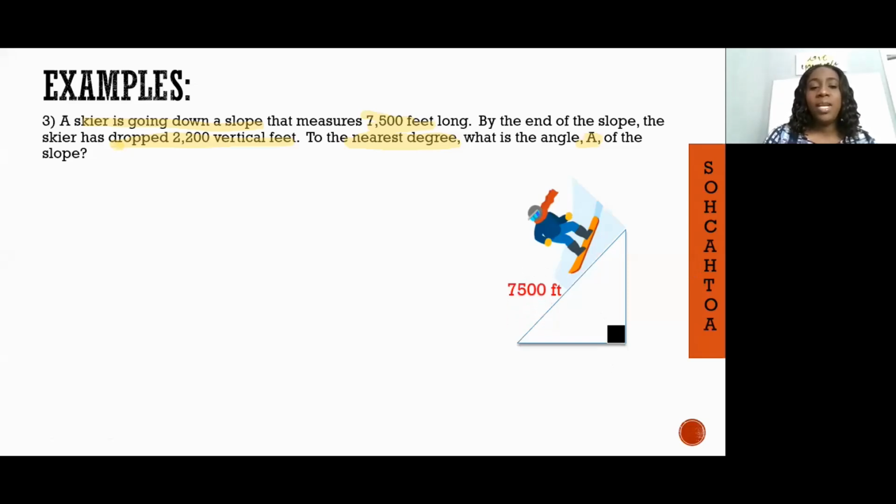Where does 2,200 go? Does it go up and down or does it go across? 2,200 vertical feet. All right, good. Up and down. Perfect. Now they're asking me to find angle A. I'm going to put that in for you because that could be a bit tricky when they talk about slopes. I put in the angle A.